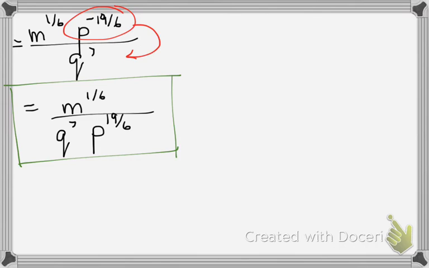Okay, also make sure to double check your fractions and make sure they're all reduced. I can't reduce 1 and 6 or 19 over 6, so I know that that's my final answer. Okay, I hope it helped.